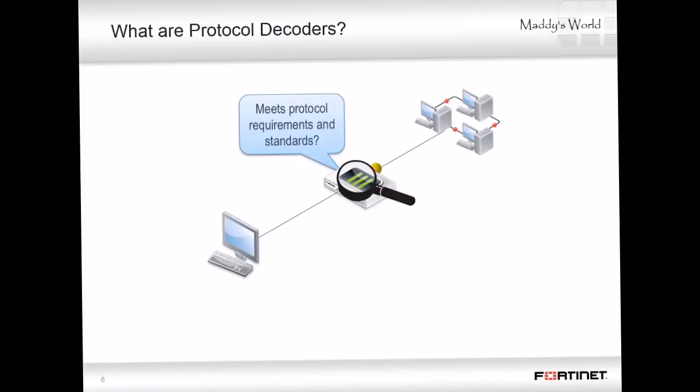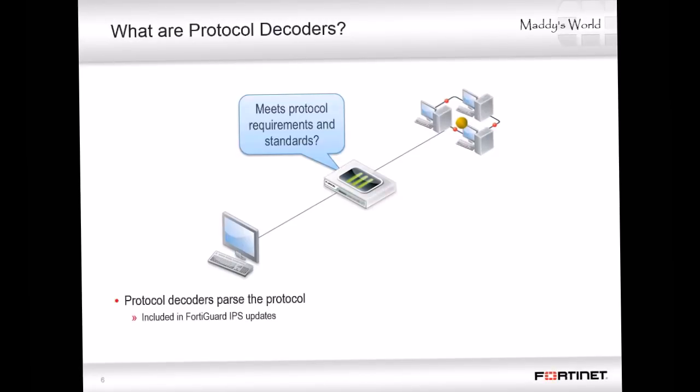A default initial set of protocol decoders and the IPS engine that uses them is included when you install FortiGate firmware. Updates are included with the FortiGuard IPS updates. Unless a protocol specification or RFC changes, which is not very often, protocol decoders are rarely updated, however. The IPS engine itself changes more frequently, but still not often.